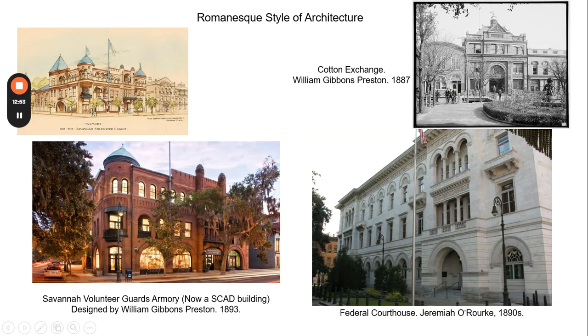So I like to show local examples of these styles of architecture. Round arches in modern architecture are known as Romanesque style buildings. It happens to be my favorite style of architecture. So anytime you see a round arch, just think round, Roman, Romanesque. These are some examples of round arches to be found in the historic district.